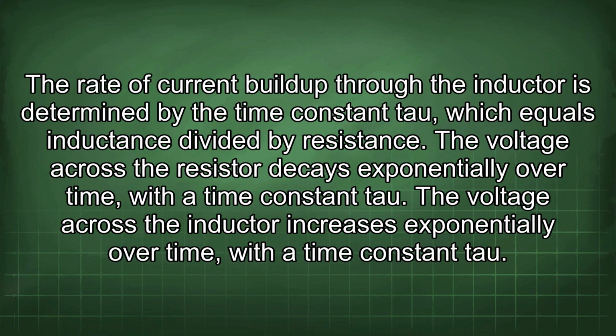The rate of current build-up through the inductor is determined by the time constant tau, which equals inductance divided by resistance. The voltage across the resistor decays exponentially over time with a time constant tau. The voltage across the inductor increases exponentially over time with a time constant tau.